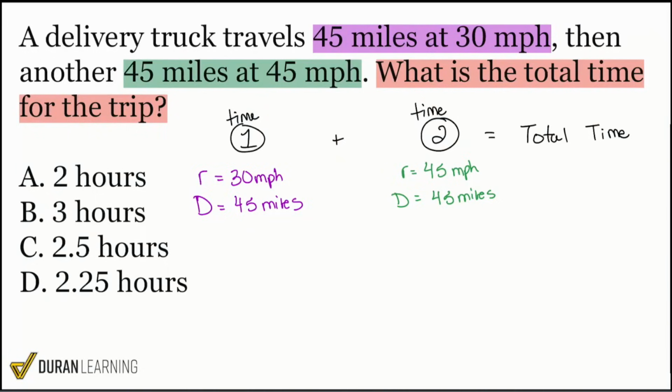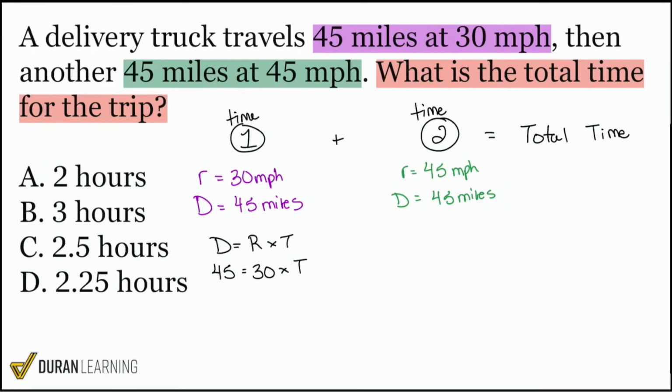We don't have the time yet. They didn't gift us the time over here. They didn't gift it to us over here. So we have to roll our sleeves up and do a little bit of calculating, but that's okay. What we'll use is our distance rate time formula. We're just missing the time, so we can say distance equals rate times time. I'll plug in the 45 right there. And then I have my 30 for the rate. And I'm looking for that time.